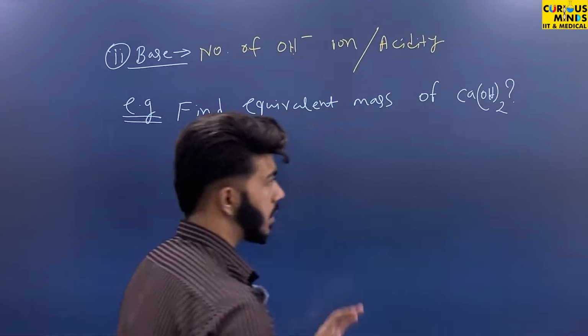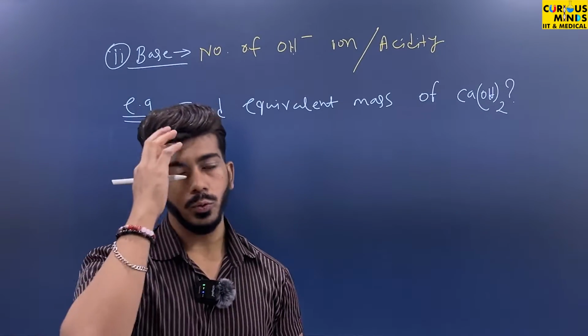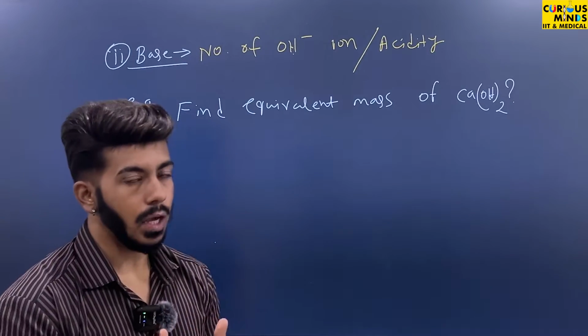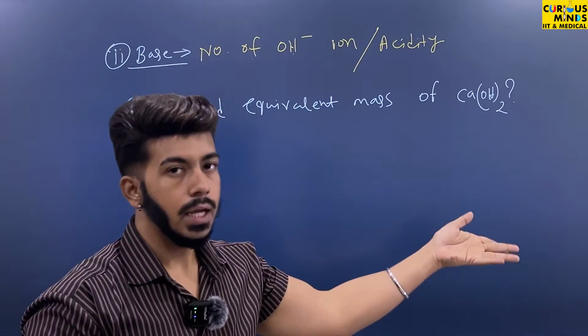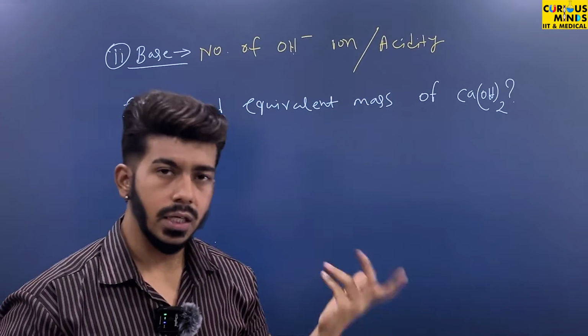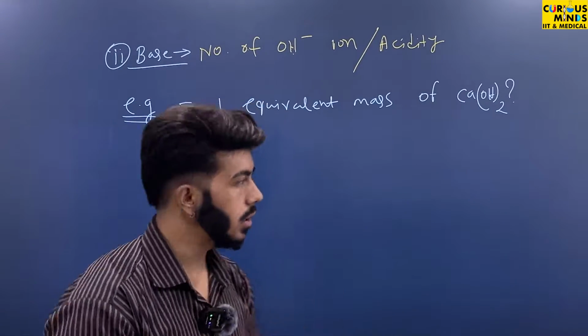Now, the next, suppose I have a base. So in case of a base, what will we have to do? For a base, the N factor will be the number of OH minus ions. For an acid, it was the number of H plus ions. For a base, it will be the number of OH minus ions, or we can sometimes call it acidity as well. So for a base it will be acidity, for an acid it will be basicity, right?